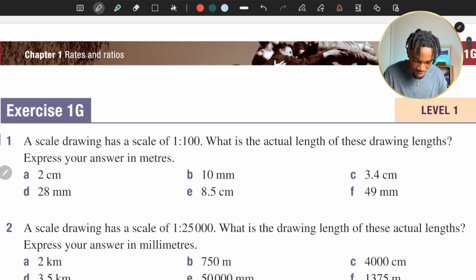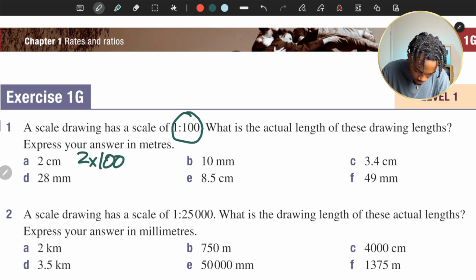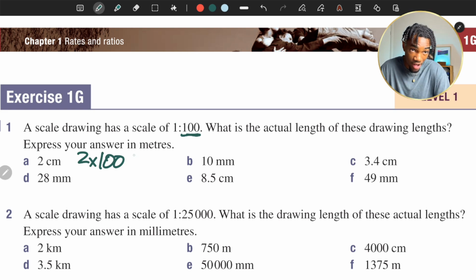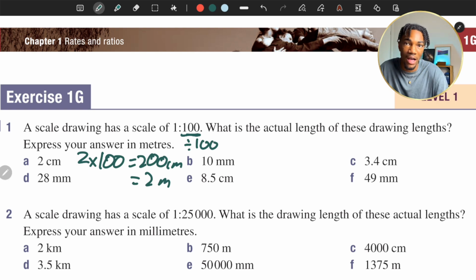Question 1. A drawing has a scale of 1 to 100, no units. What is the actual length of the drawing in lengths? Express your answer in meters. First here we have 2 centimeters. To convert it, there's 2 ways we can do it. First one is we just times this by 100, the scale factor, and we get 200 centimeters. And then we convert this to meters, just dividing by 100, because there's 100 centimeters in a meter.